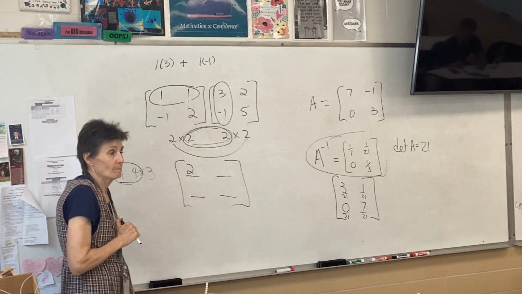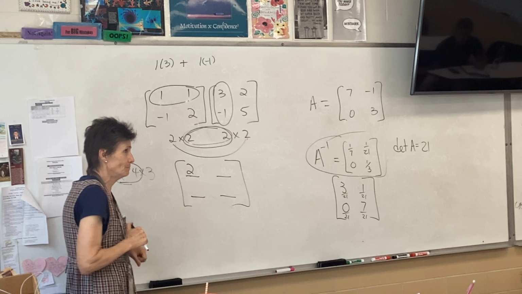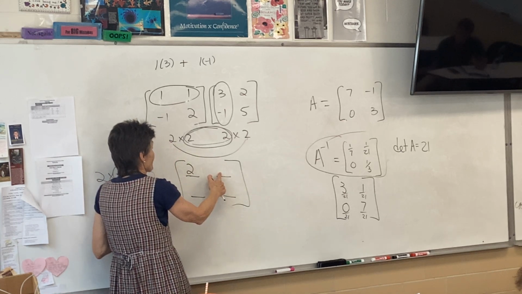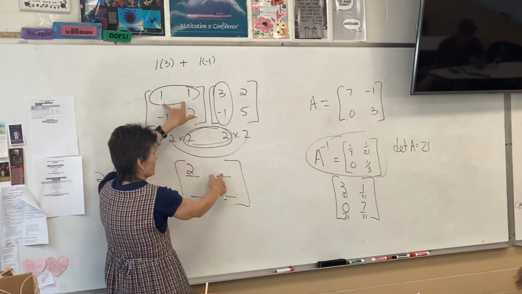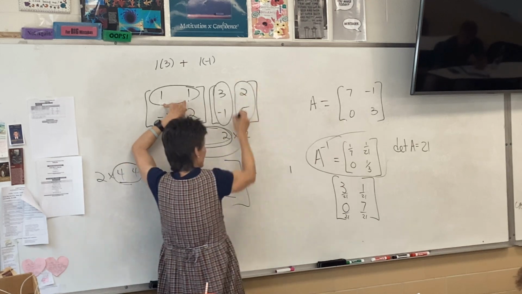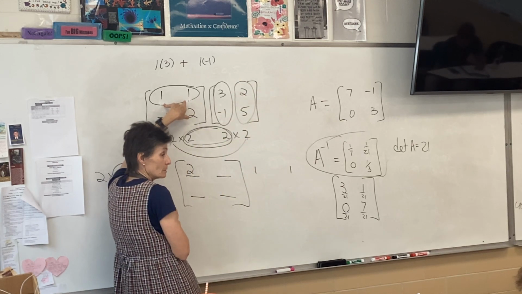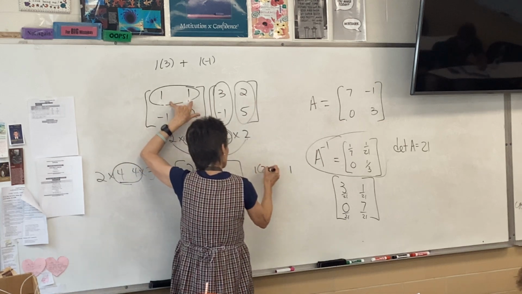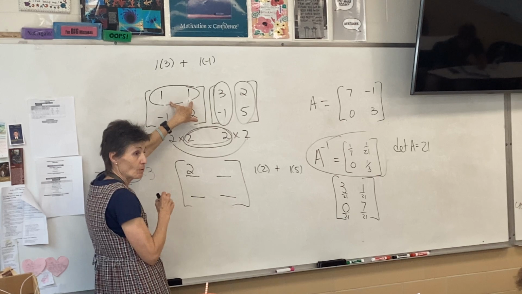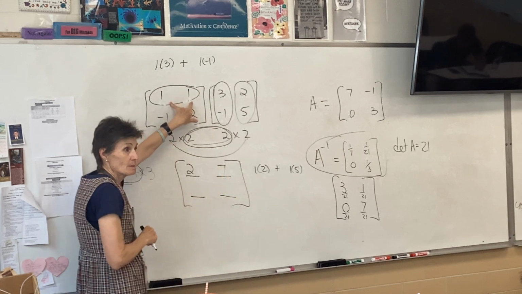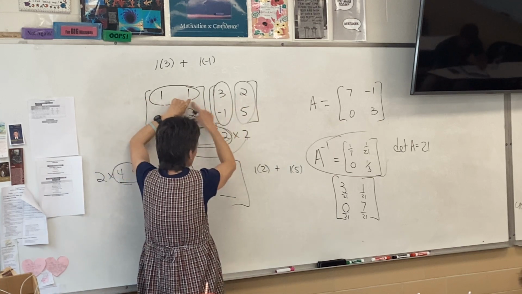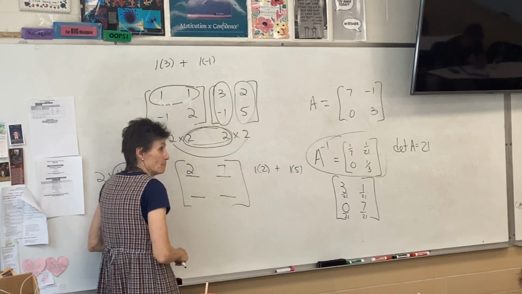That number is a 2. Now, how do you think I'm going to do this one? Where is he? Row 1. But now he's in column 2. So your 1 and 1 times your 2 and 5. So that number will be a 7. So 1 times 2, 1 times 5, add them up.